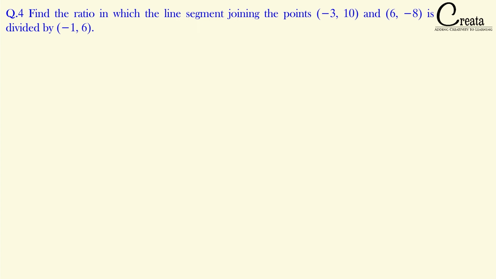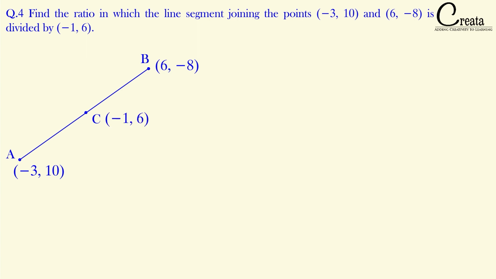So let's observe the question. In this question, 3 points are given. Firstly, let's talk about the line segment whose two endpoints are given. The first is (-3, 10) and the second is (6, -8). Let's name the first point as A and the second point as B. And further, one more point is given which we are assuming as C. The coordinate of point C is (-1, 6). This point C is dividing the line segment AB into some ratio and we have to find that ratio.